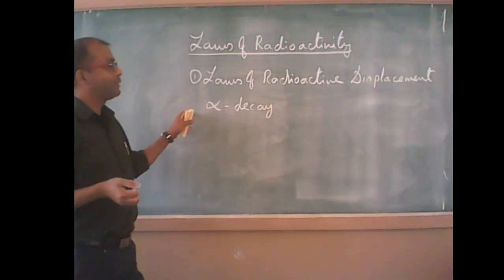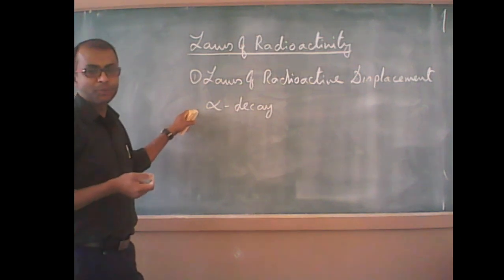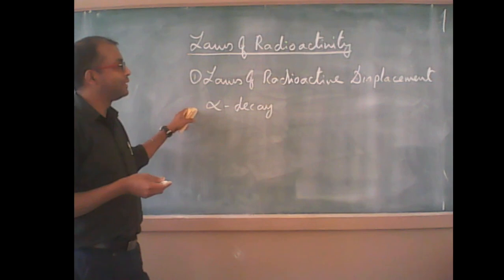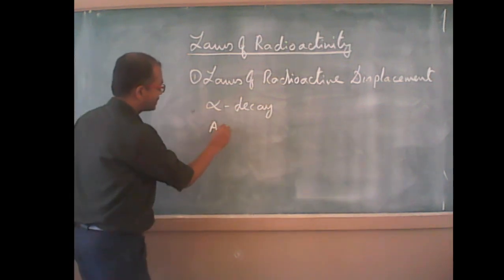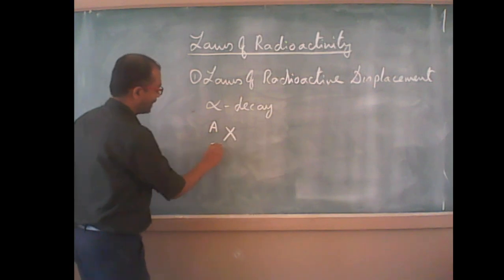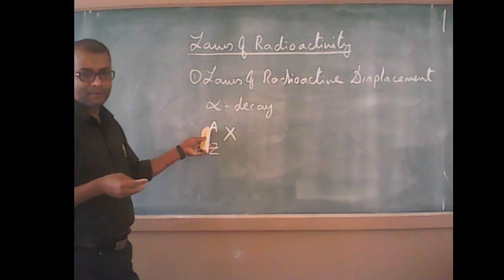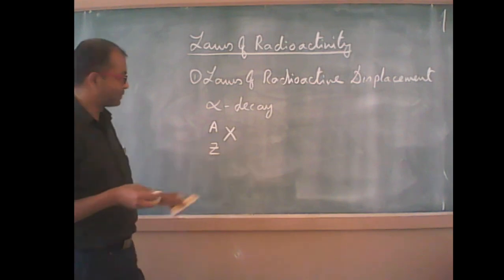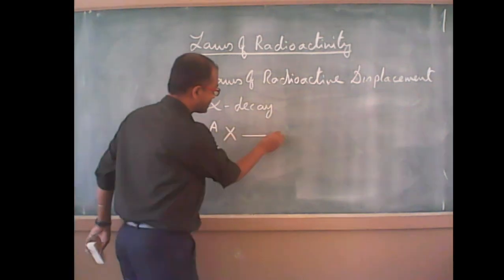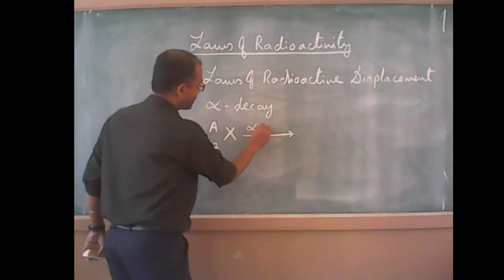So we also call the phenomenon of radioactivity the process of spontaneous disintegration of the nuclei of elements. Let us suppose we have a nucleus of an element in the form AXZ. Here X is the symbol of the element, A is the mass number, that is the total number of protons and neutrons inside the nucleus, and Z is the atomic number, the total number of protons. So if this nucleus undergoes alpha decay, that is, it emits an alpha particle.